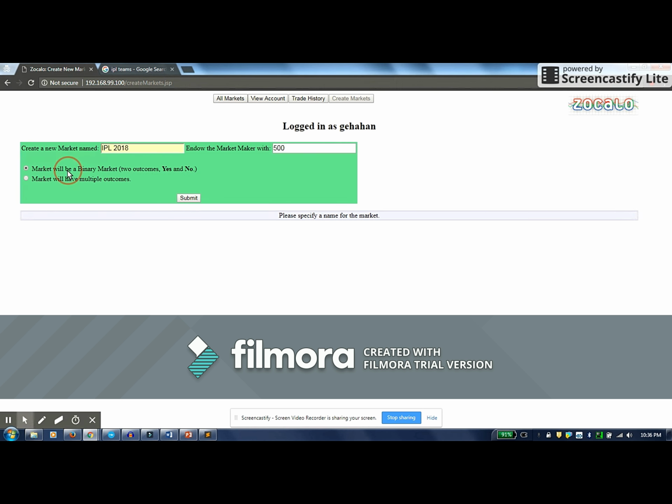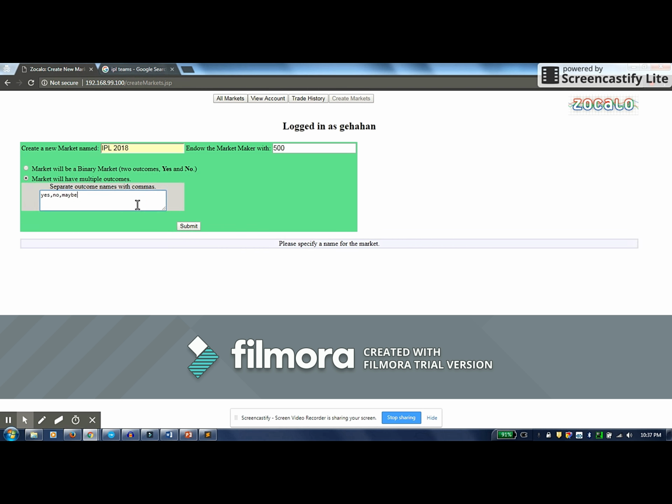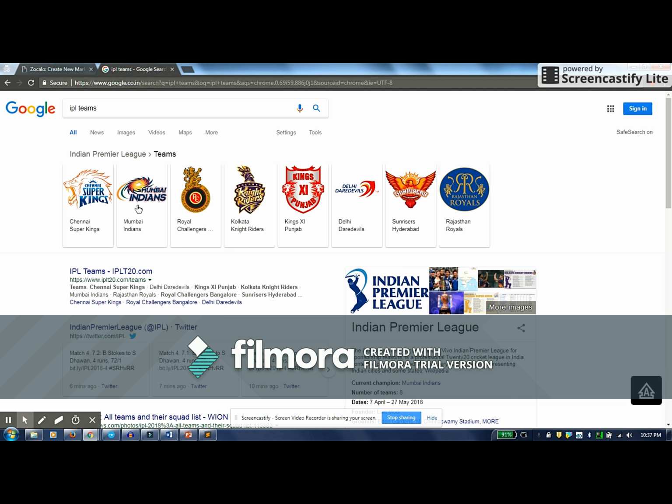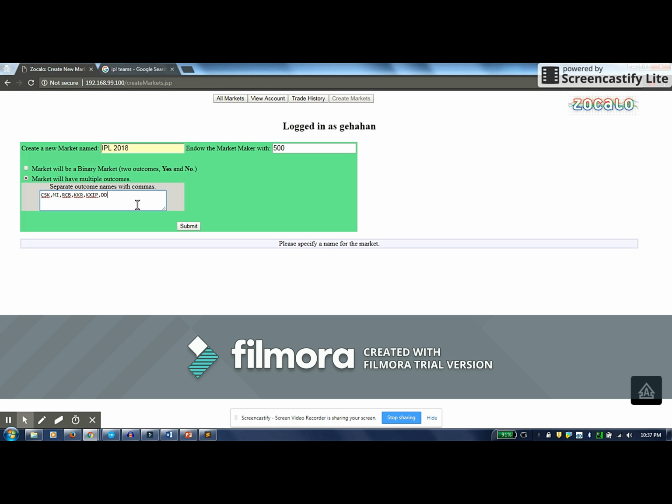So there are two types of prediction markets. Well, there are more, but for the purposes that Zocalo offers, one is a binary market with just two options, and another is a multiple outcomes market, which can have multiple outcomes. Since we are designing our market in such a way that each security is a single team, we'll be having multiple outcomes. Each outcome is a team. All right. So each of these teams is an outcome.